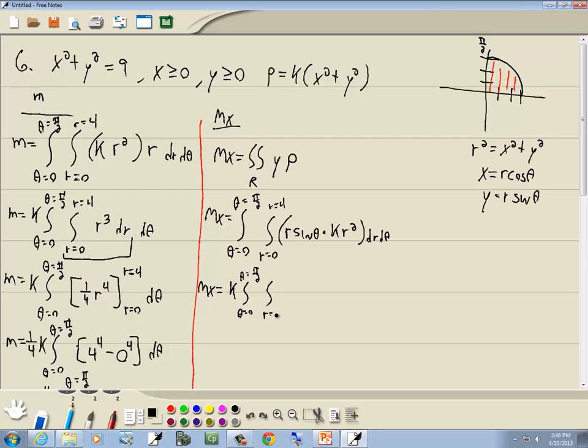Do a little bit of simplifying. r is equal to 0 to r is equal to 4. And we have r times r squared, which is r to the third, and sine theta, dr d theta.